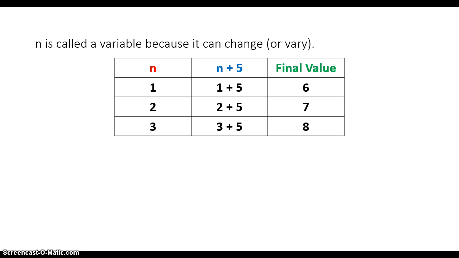So n is called a variable, once again, because it can change or vary. It can have many values. 5 is called the constant because no matter what I change the variable to, that 5 stays the same.